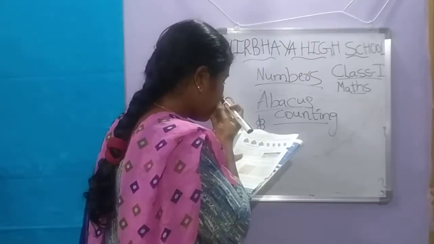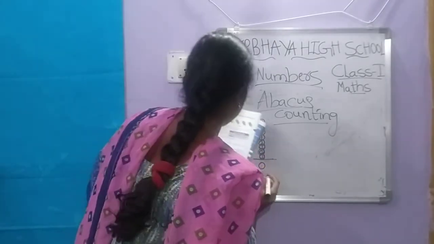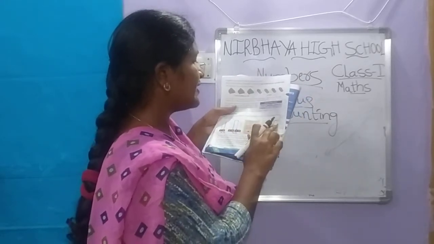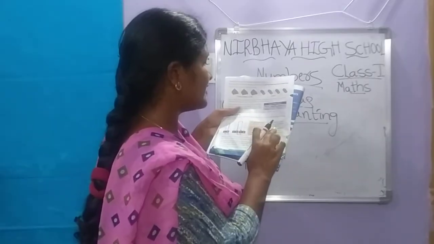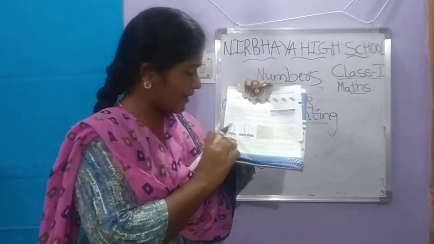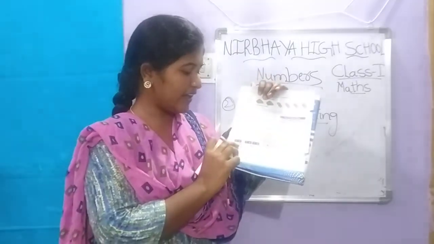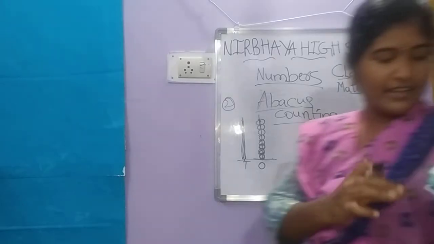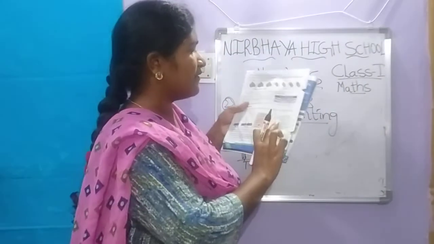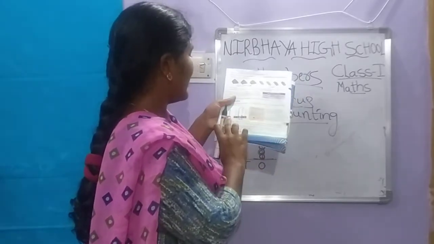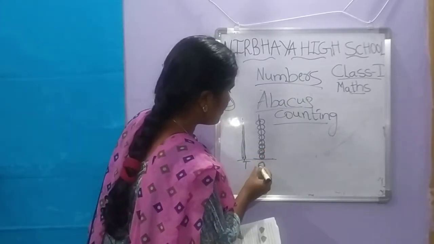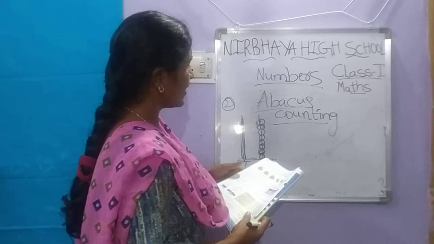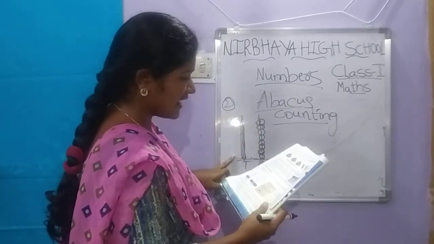Let us learn about abacus counting. Here you see, 1 shows the number 1. We show a digit in the ones place with a blue bead. See figure A. Here 0 means it's the ones place. This is the ones place, and this is the tens place.